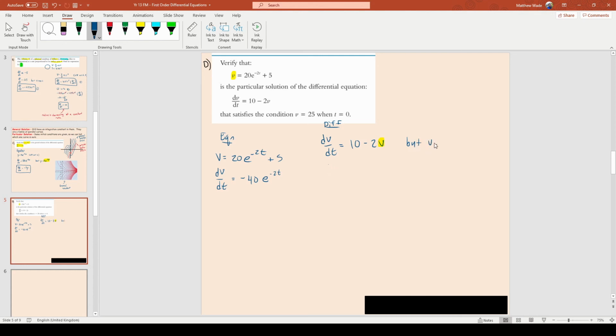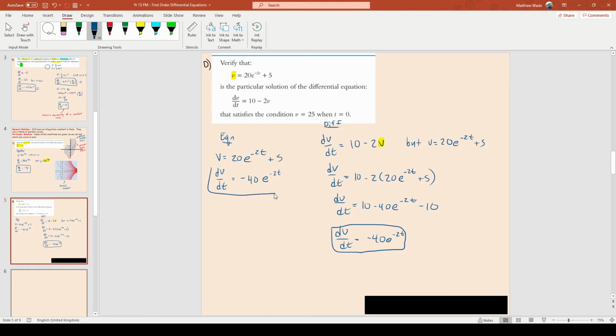But v equals, that is going to work, I can see it already, 20e to the minus 2t plus 5, which means that dv dt is equal to 10 minus 2, open bracket, 20e to the minus 2t plus 5, and then you're going to get dv dt, which equals 10, take 40e to the minus 2t minus 10, which, oh my gosh, dv dt is equal to minus 40e to the minus 2t, which, oh my word, is confirmed. So there you go, confirmed. So same.